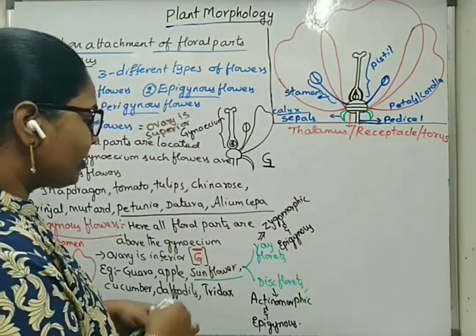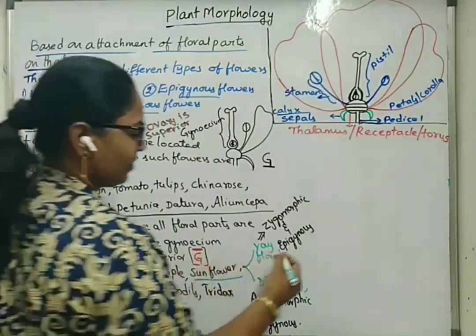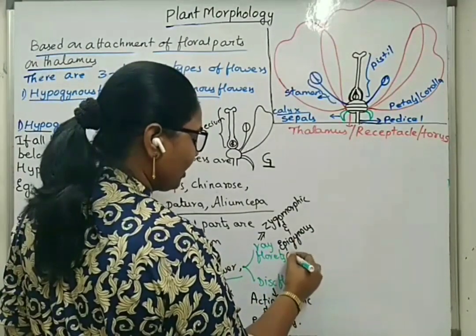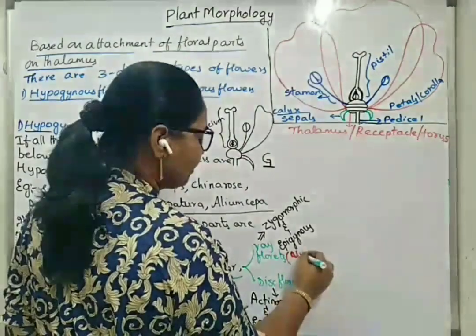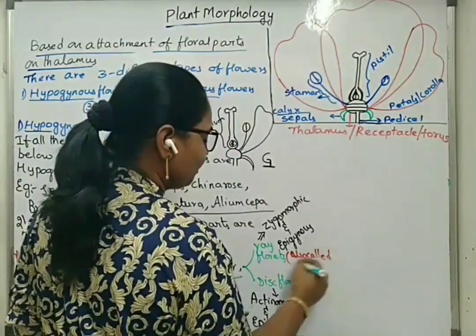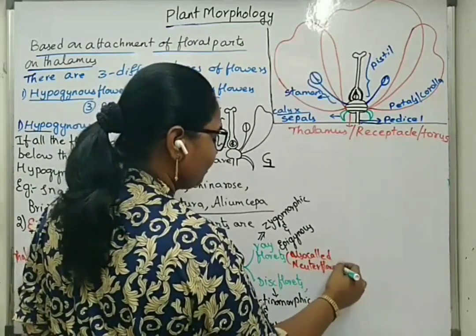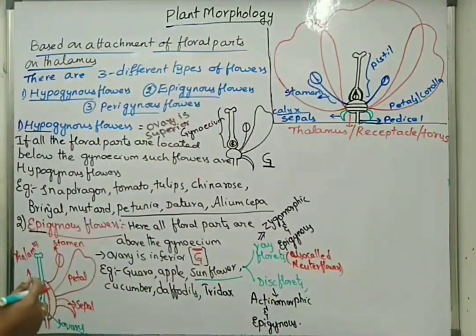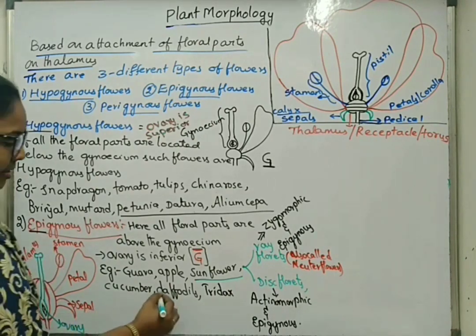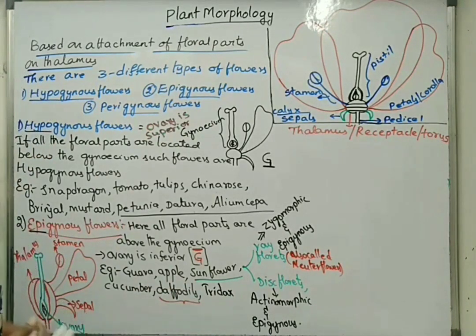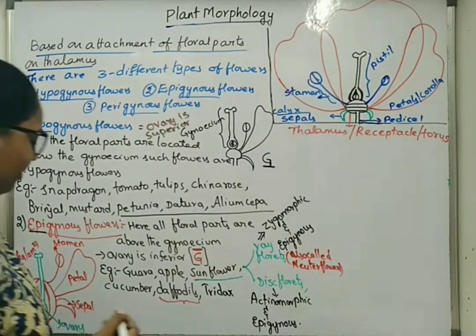Ray florets also called as neuter flowers. So these are some points regarding epigynous. These daffodils are read under hypanthodium inflorescence. That we will see when we are reading about types of inflorescence.